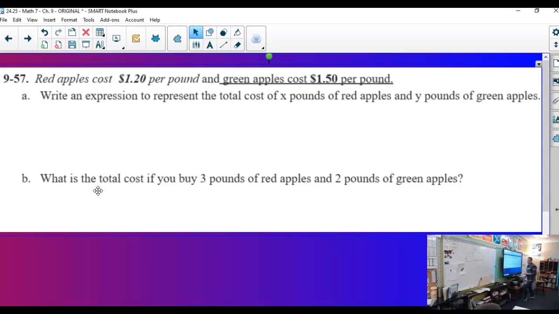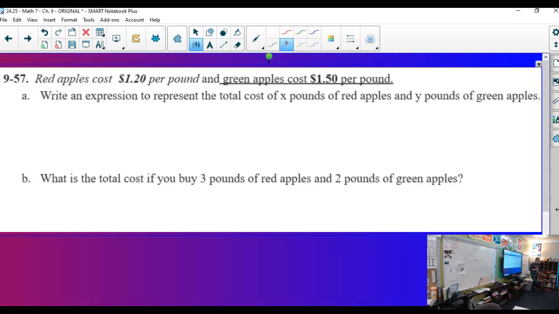All right, so red apples and green apples are priced differently because certain apples people like more, and they will charge more for them. Or if that field got hit by a storm and there's less of them, you've heard of supply and demand. At least I hope you've heard of supply and demand. So the apples are not all priced the same. Red apples are $1.20 per pound, and green apples are $1.50 per pound.